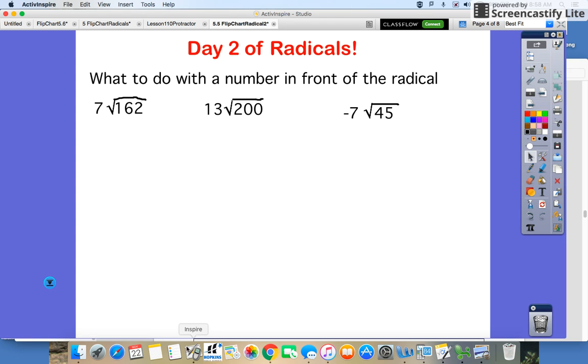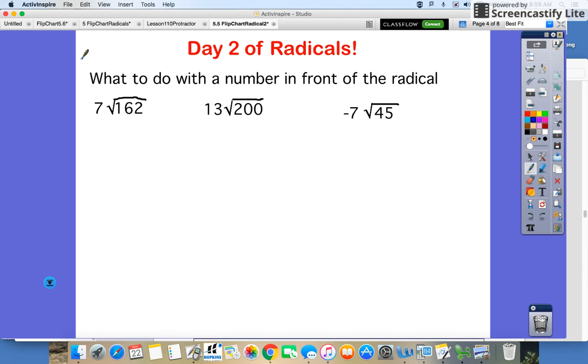All right, this is day 2 of radicals. It's a slight twist on what we did the other lesson, which was simplifying radicals. So what the question asks here is what do you do with a number in front of a radical? And that's the biggest plot twist that we have in this lesson.